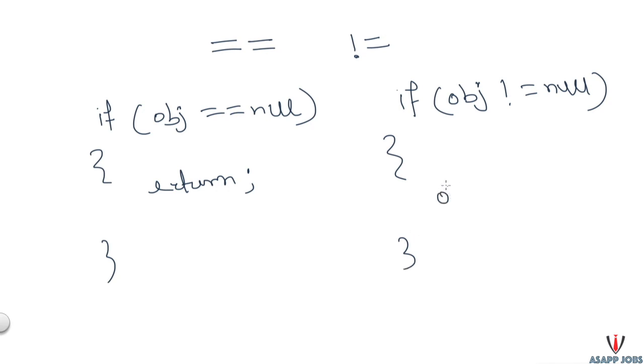then we do some sort of operation, like method calling through that object, because here it makes sure that we will not get any null pointer exception. Whereas if you call any method in this case, then definitely we'll have a null pointer exception at runtime.